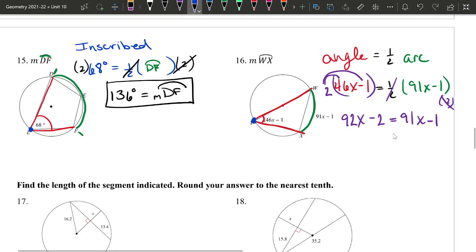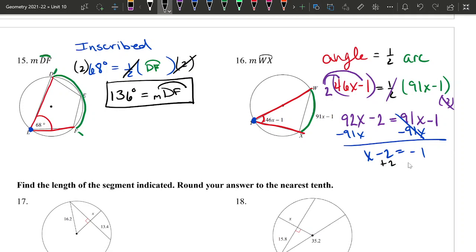Alright, so now if I get all the x's together, so I subtract 91x. So then x minus 2 equals negative 1. Last step is to add 2. Well, the last step to find x anyway. So x equals 1. But this didn't say find x, did it? It said find arc WX.